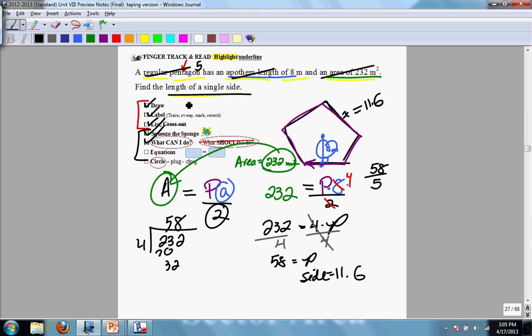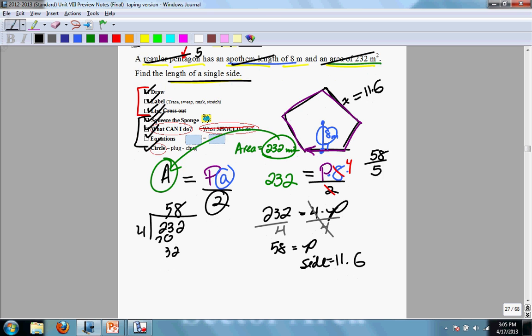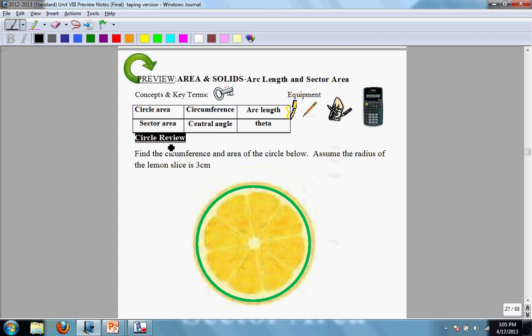So we asked ourselves, what can we do? Equations, 2 sides with an equal sign, circle, plug, chug. Follow that list, you'll never get lost. Let's take a look at what we're doing today. Today we're introducing some important terms: circle area, circumference, arc length, sector area, central angle, and something called theta, that Greek letter there, which we use for angle.